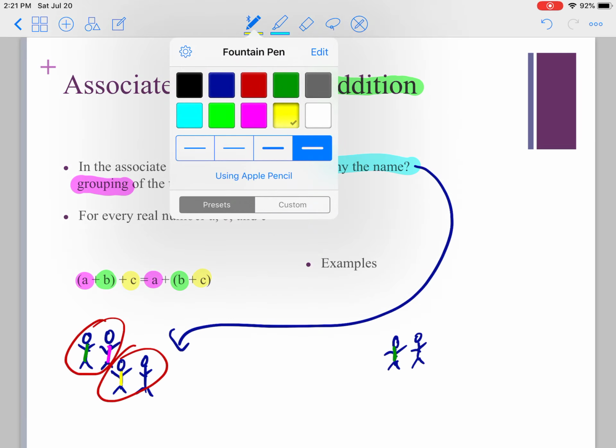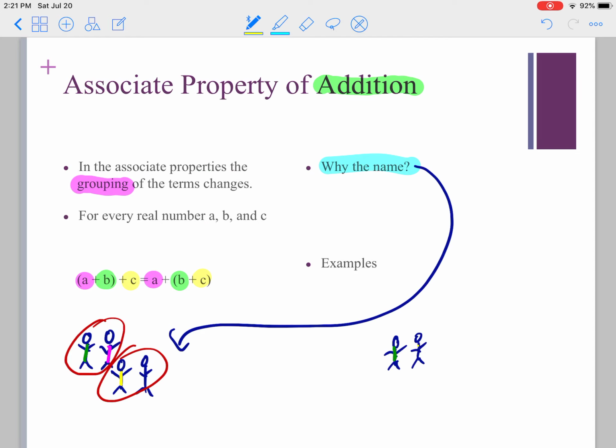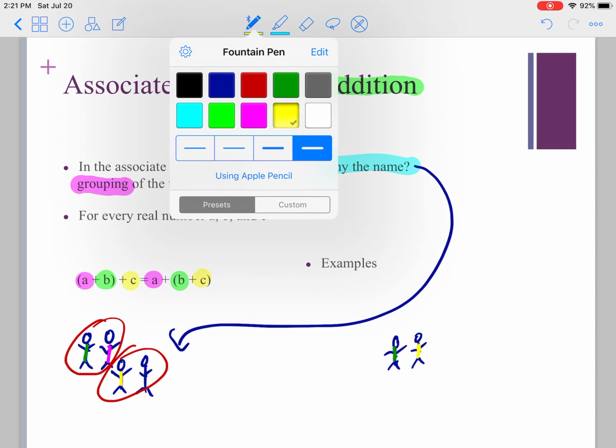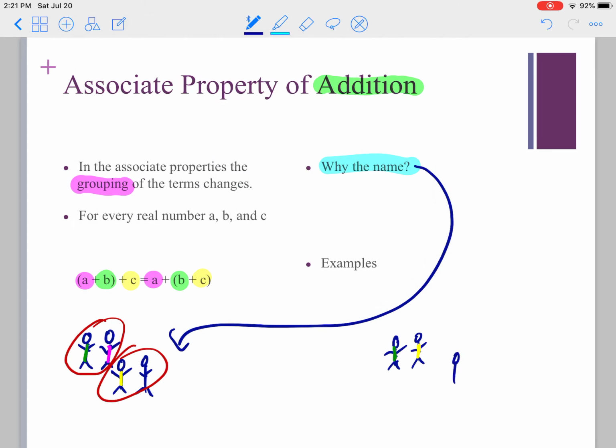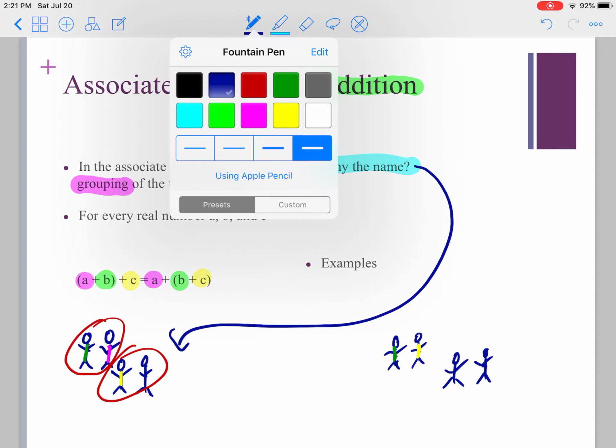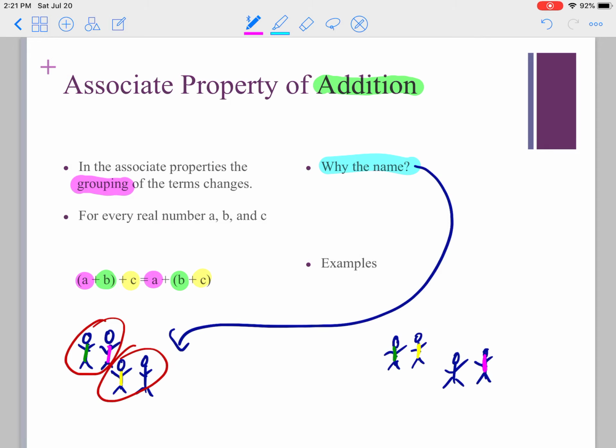I can wear a blue shirt. All right, so let's change the grouping. So now we've got the green shirt talking to the yellow shirt, and we're going to have the blue shirt talking to, looks like, the pink shirt, right? So let's draw my final friend out here and give them a pink shirt.